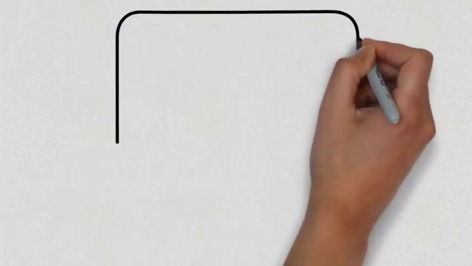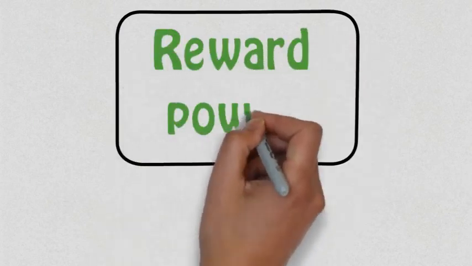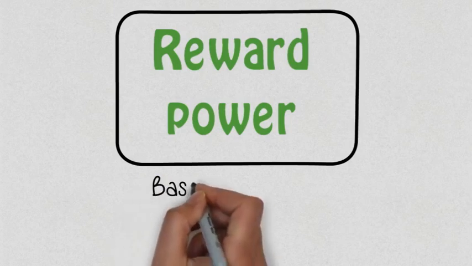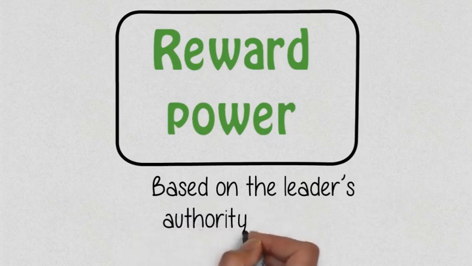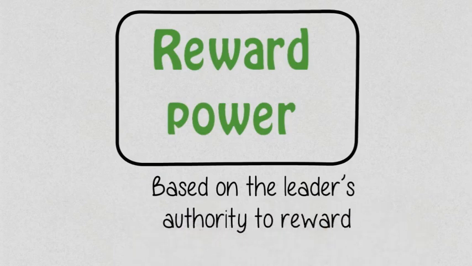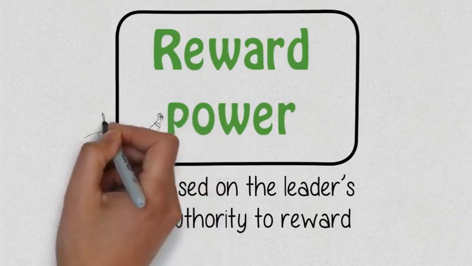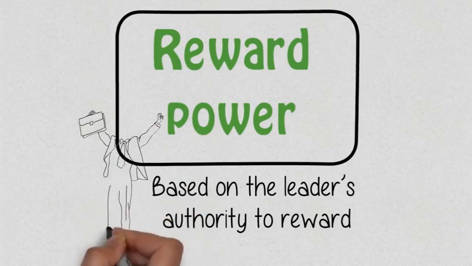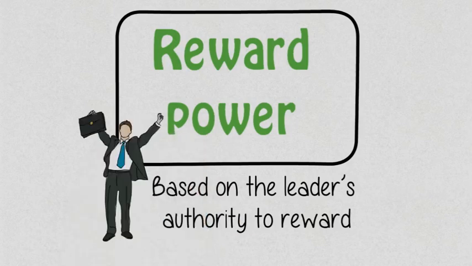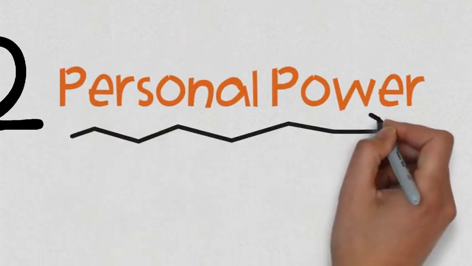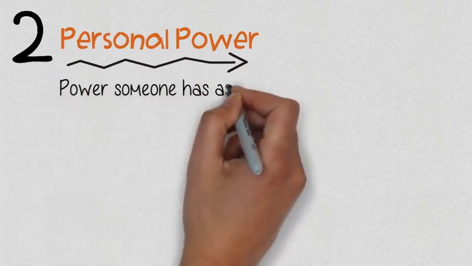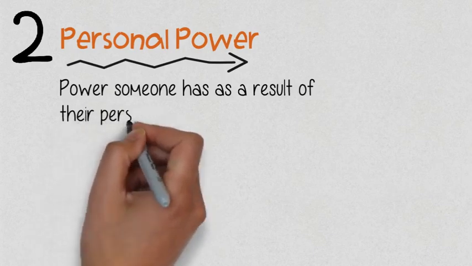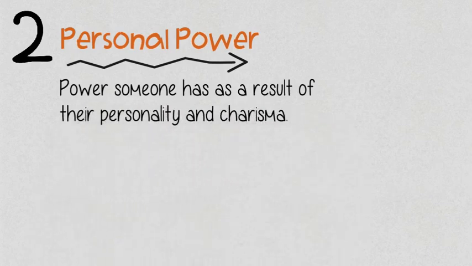The third type of positional power is known as reward power. Reward power is based on the leader's authority to reward followers for their performance. Moving over to personal power. Personal power refers to the power someone has as a result of their personalities and unique attributes and charisma.